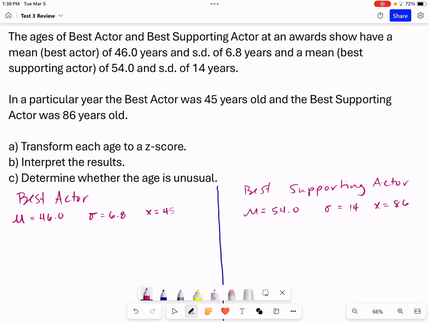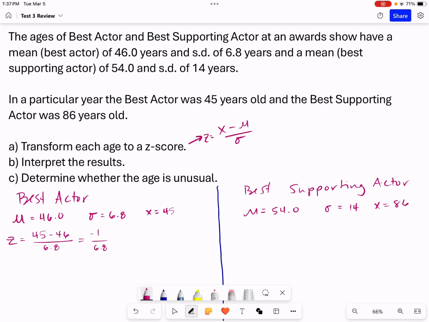And so we want to transform each age to a z-score, interpret the results, and then determine whether the age is unusual. So remember, for our z-score, Z equals X minus the mean over the standard deviation. And so if I do that for the Best Actor, 45 minus 46 divided by 6.8, that is going to be a -1 divided by 6.8.